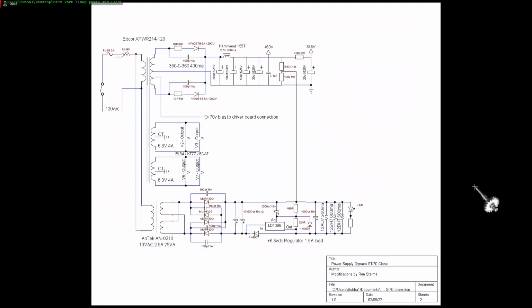Here's the power supply. A quick schematic of what I did. You can see the Edcor XPWR214 here. It puts out 360 at 400 milliamp. 2-amp fuse, CL90 in series with the transformer here.